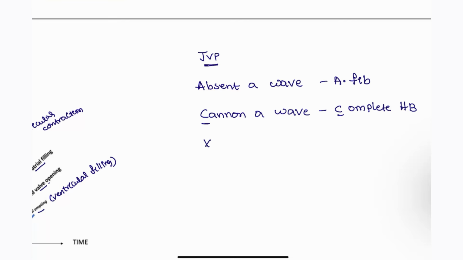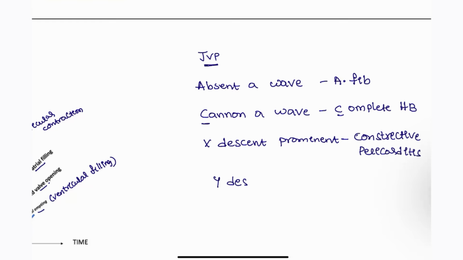Next, X descent. If the X descent is prominent, this is seen in constrictive pericarditis. Next, if the Y descent is absent, this is seen in cardiac tamponade. An emergency condition, cardiac tamponade, you are going to see this condition, right?